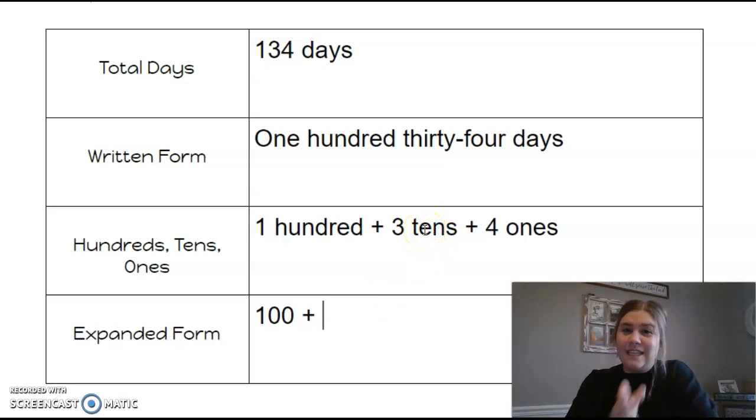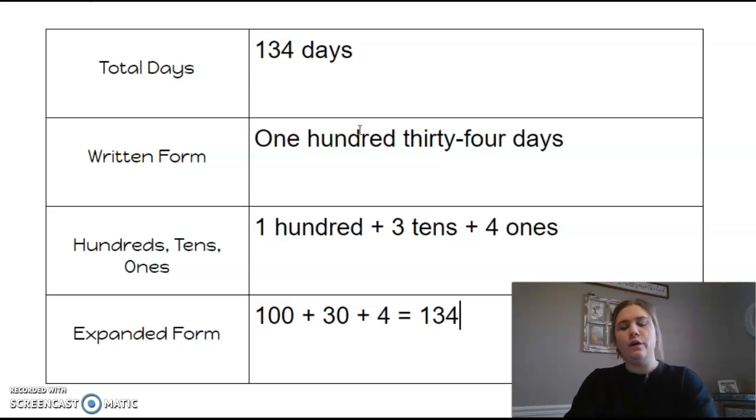Now I could write 10 plus 10 plus 10, but an easier way to write that is 30, because 10 plus 10 plus 10 equals 30. Plus, how many ones? We know there are 4, so it's just 4, and that equals 134. I'm excited to see your equations that you come up with today.